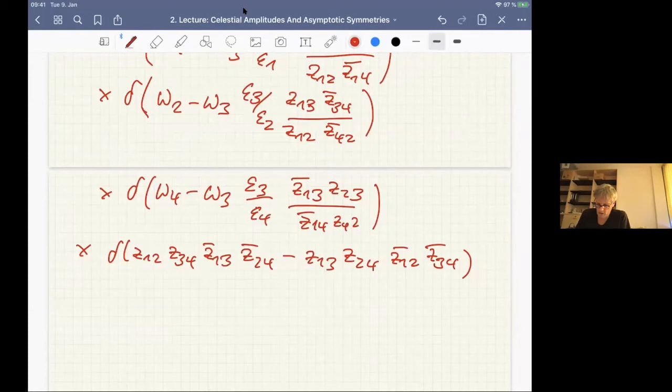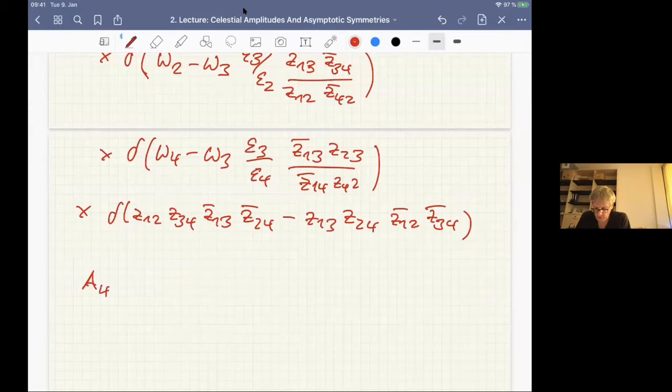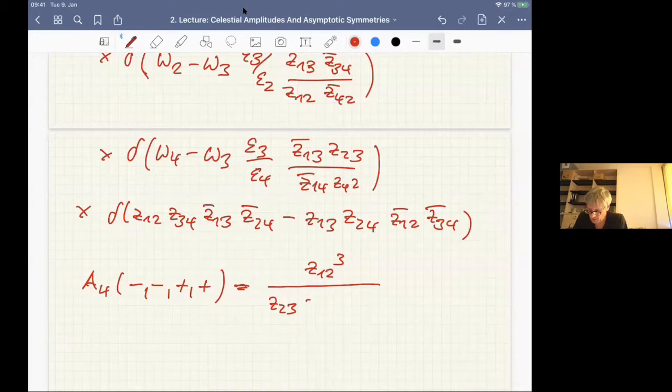Now at 4-point level, we again have only MHV configurations, so we can take this choice of the helicities, which is one of the only non-vanishing amplitudes. And then I write down, as you have probably seen last week several times in spinor brackets, how these amplitudes look, and now I immediately write it down in terms of celestial coordinates, and then there are these omegas.